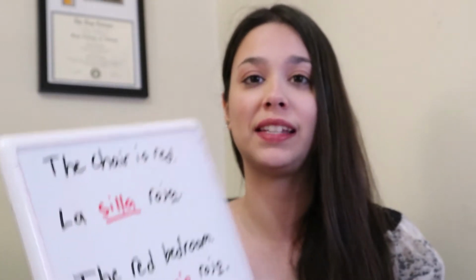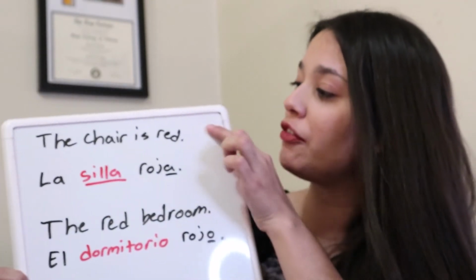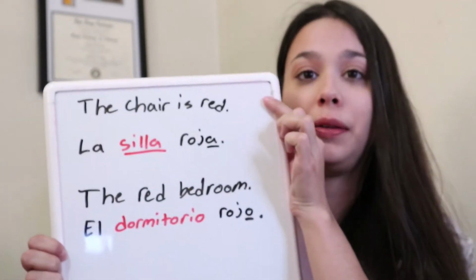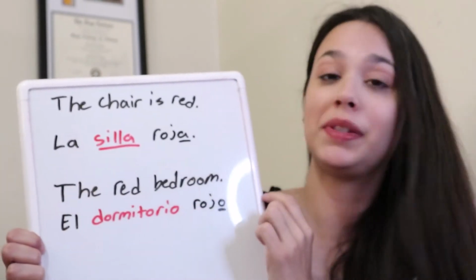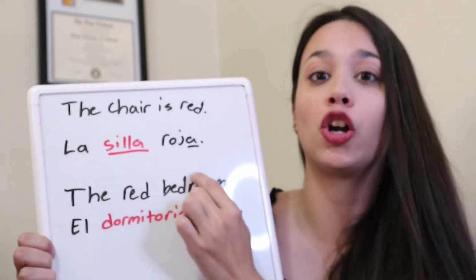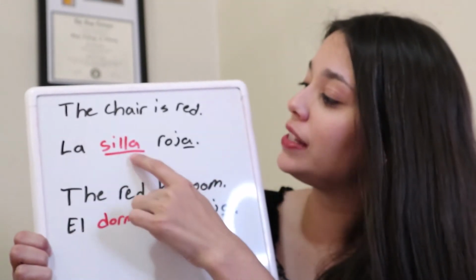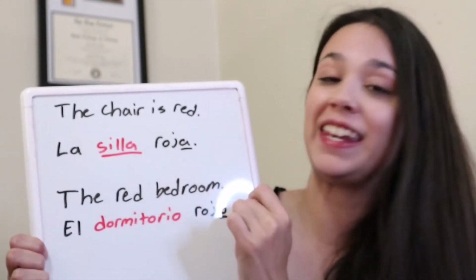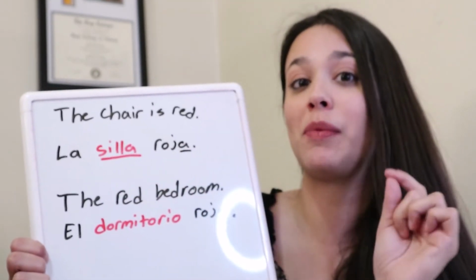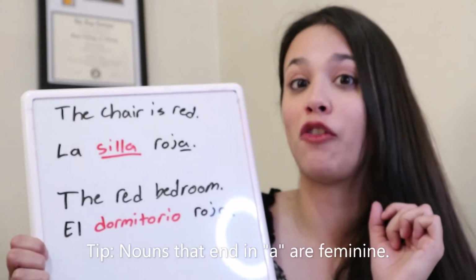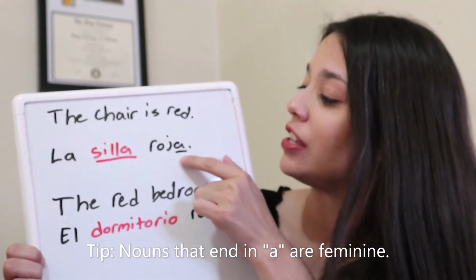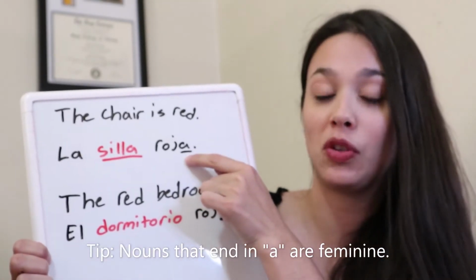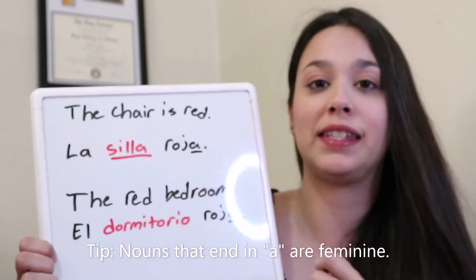Let's take a look at a sentence example. Here are our 2 sentence examples. We have the first example, the chair is red. So in Spanish we would say, la silla roja. So you notice here silla, which means chair, it ends in an A. So if we remember, nouns that are feminine end in A. So we see roja, which is red, will also end in that A.